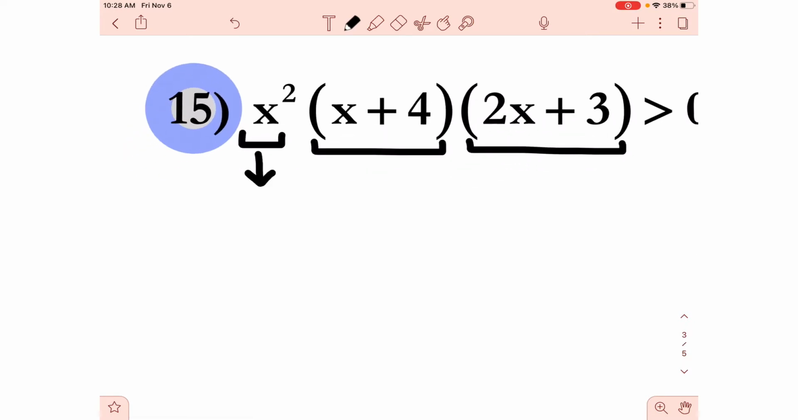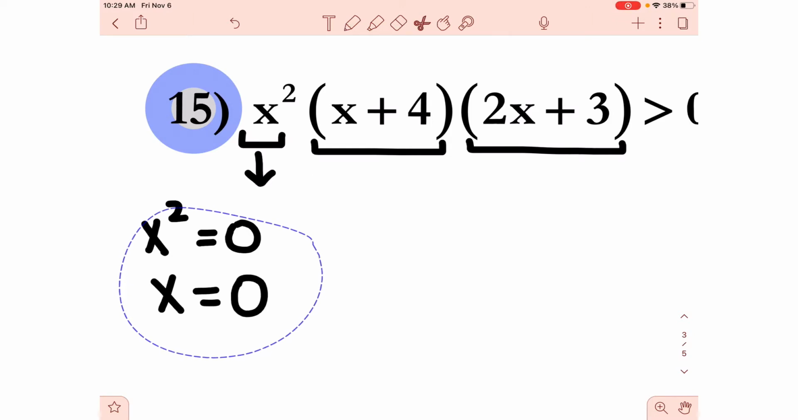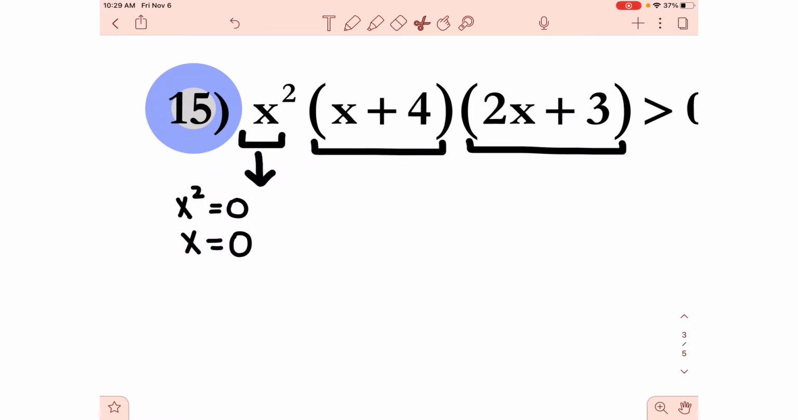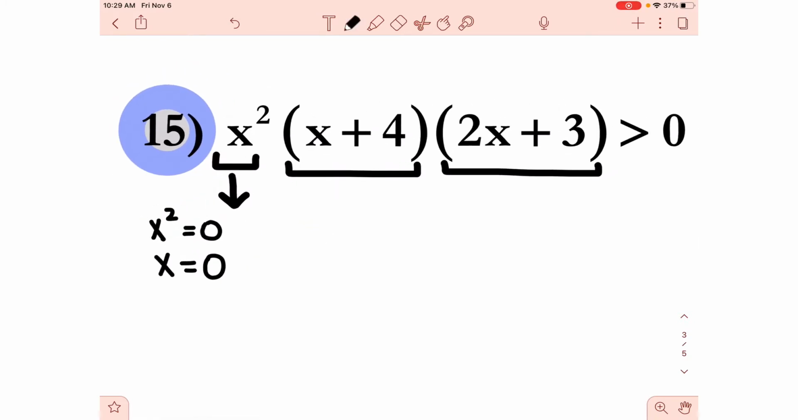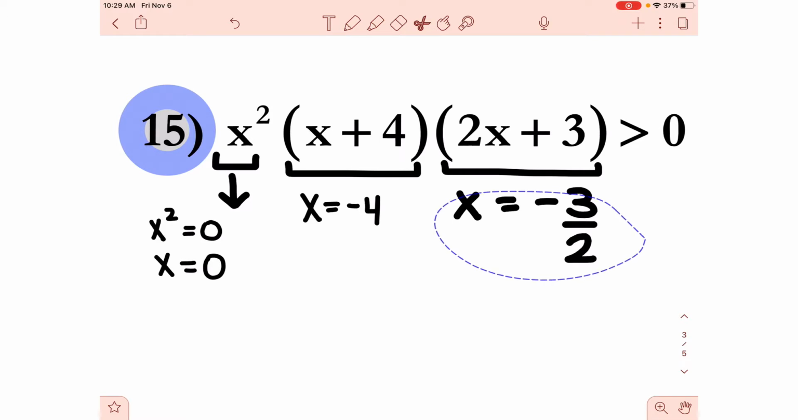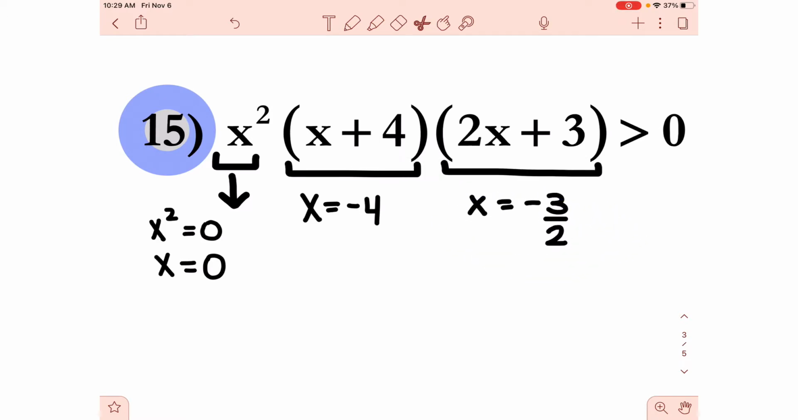So this gives me 3 critical values. When I set x squared equal to 0, if I square root both sides, I get x equals technically plus or minus 0, but there is no such thing as positive or negative 0. So my first critical value is going to be x equals 0. Second critical value, a little bit more obvious, I'm going to subtract 4 and I get x equals negative 4. So there is my second critical value. And my third critical value is going to be x equals subtract 3, divide by 2, negative 3 over 2. That's my third and final critical value.